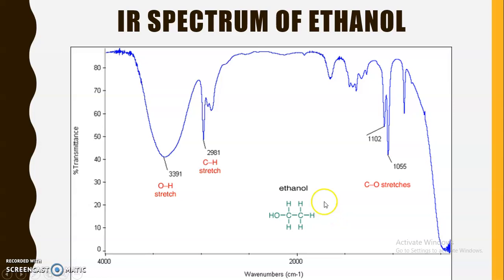If you see the structure of ethanol, many bonds are present: carbon hydrogen, carbon oxygen, and also oxygen hydrogen. These are the various types of bonds present in ethanol. Also, there is another peak at 2981. This is due to the CH, the carbon hydrogen single covalent bond, stretching. What is the meaning of stretching? What is the meaning of bending? That we will discuss afterwards.